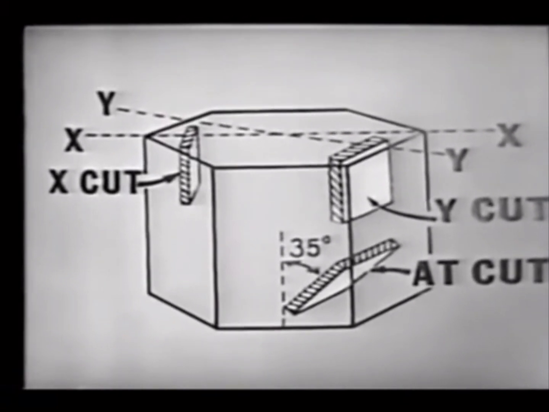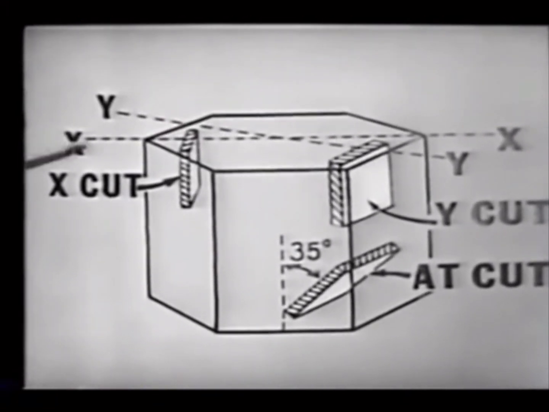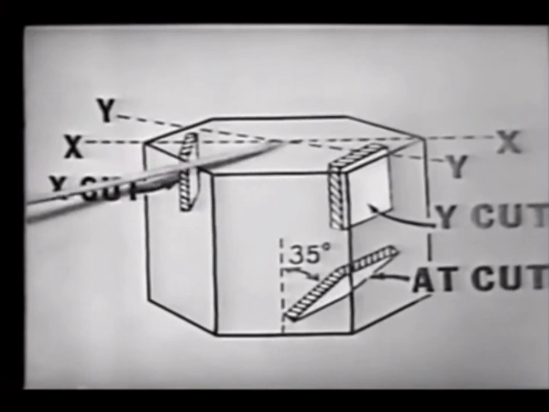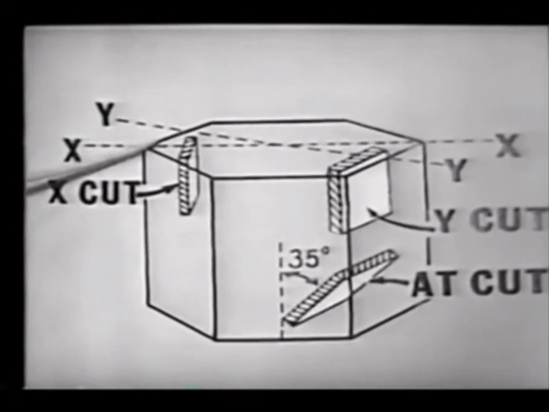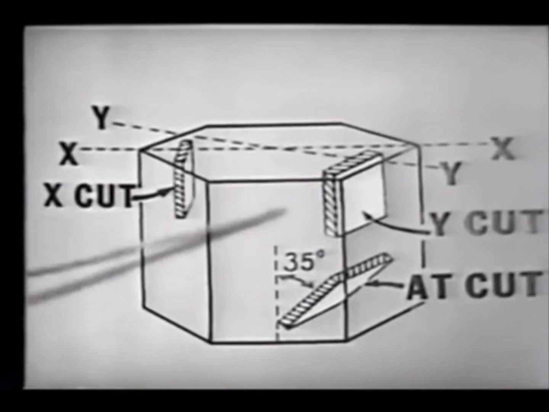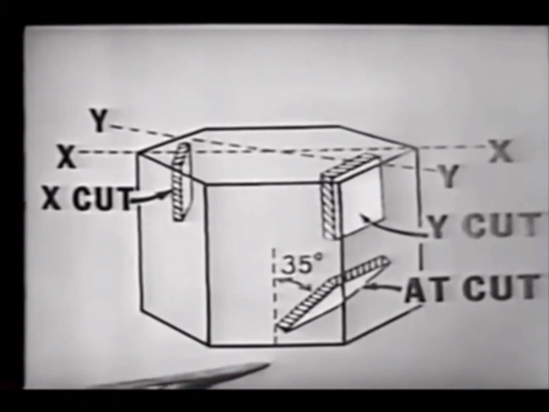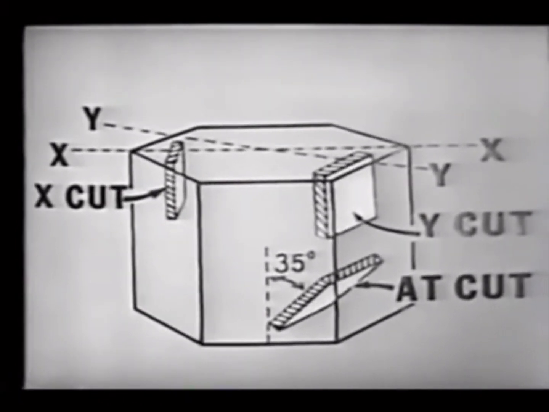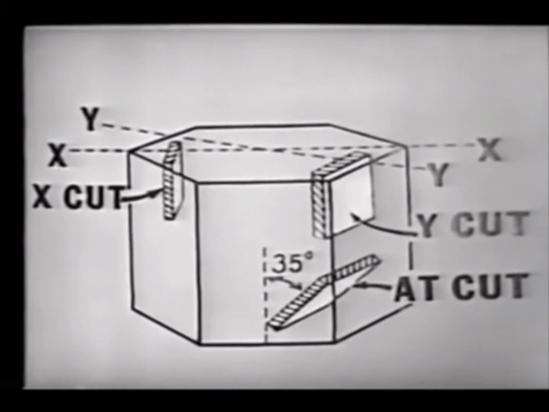The first cut is made perpendicular to the x-axis, which you will recall passed through the corners of the crystal, perpendicular to that axis and parallel to the z-axis. Now, to get a more realistic view of this cut, let's go to a mock-up.